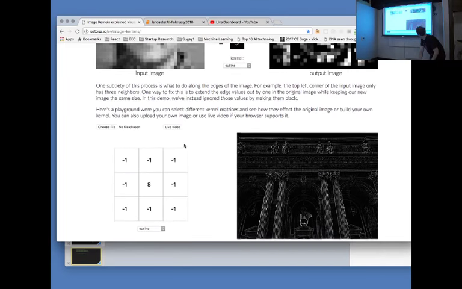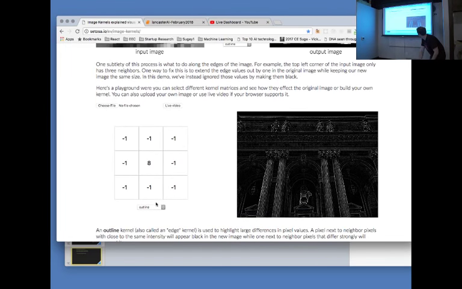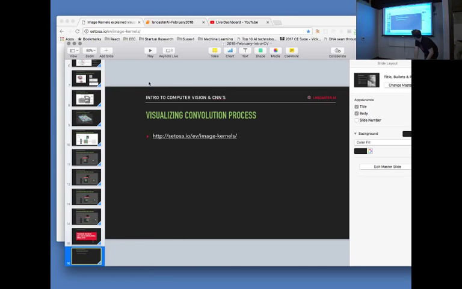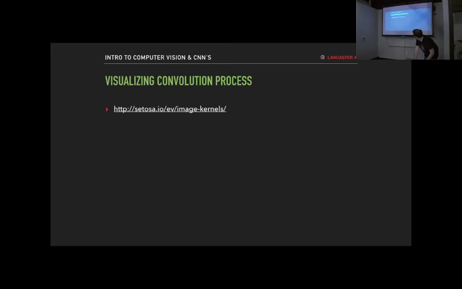So if you're coming down here, that's the outline of that image. You can look at a blur. What does a blur look like? Well, that's the blur matrix, and it gets dragged across the image. That's what a convolution is. So let's go back here real quick, and let's keep going.